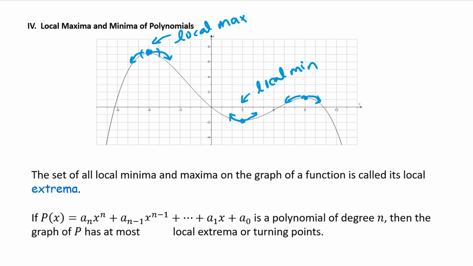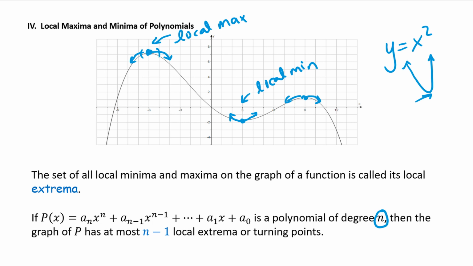One more interesting thing: if p of x is a polynomial such that p of x equals a sub n x to the n plus a sub n minus 1 x to the n minus 1 plus dot dot dot plus a sub 1 x plus a sub naught is a polynomial of degree n, then the graph has at most n minus 1 local extrema or turning points. So your parabola or your basic square function y equals x squared, observe that it has one turning point. This is also true for any degree.